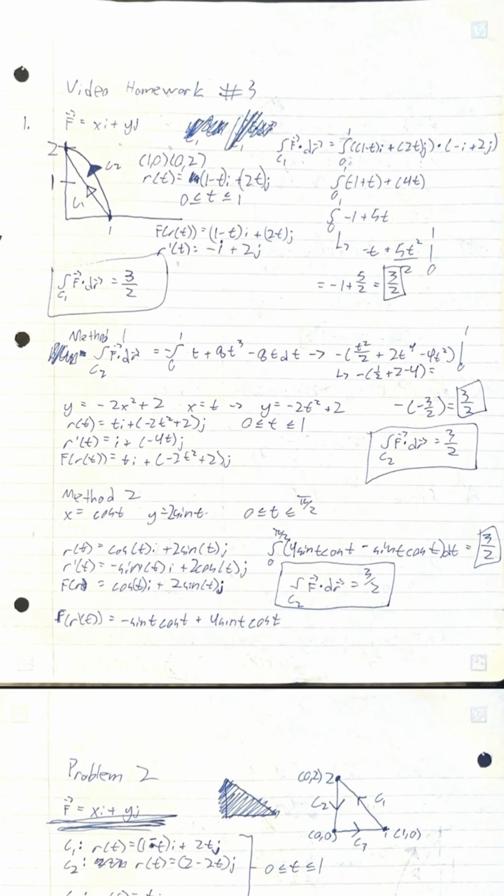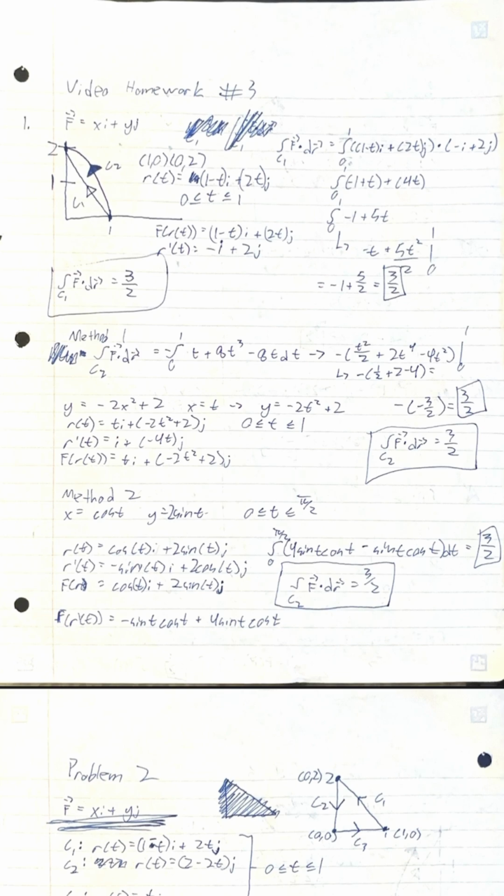And then for C2, we're asked to do 2 methods. We're asked to use a parabolic curve of degree 2 that joins the 2 points, and then solve the integral by direct integration. And then method 2 is to interpret it as part of an ellipse, and then you have to parameterize that with sine and cosine. So method 1 starts in the middle of the page.